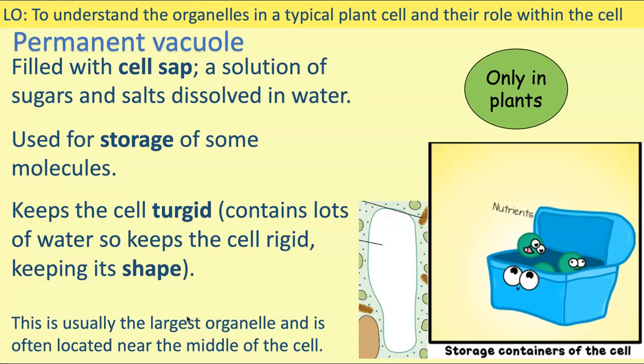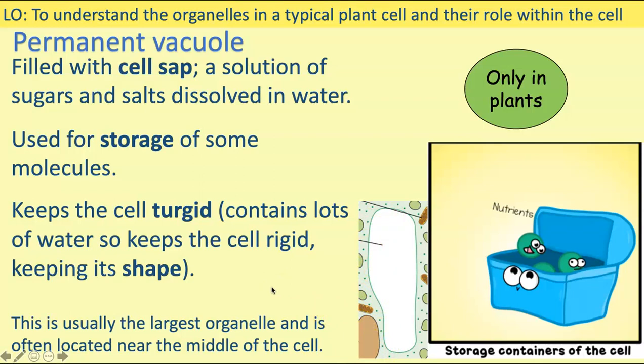Lastly, we have the permanent vacuole. The permanent vacuole is usually found in the middle of a cell. Sometimes it can be off to the side. It's usually the largest organelle, so it's quite a lot bigger than everything else, even bigger than the nucleus.